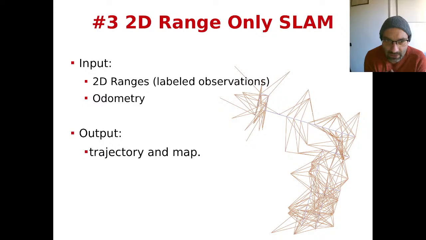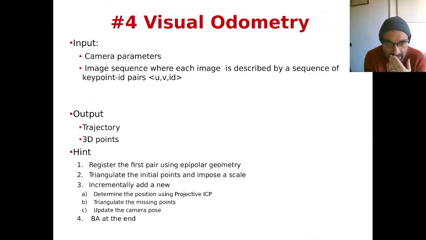The third one is also similar to the previous one, only that instead of having bearing between robot and landmarks, I have ranges between the robot and the landmarks, right? So I can only measure the distance. Again, least squares, no Kalman here.